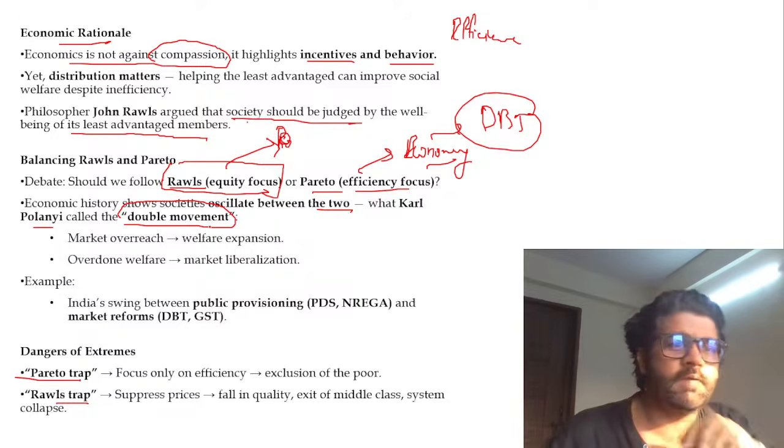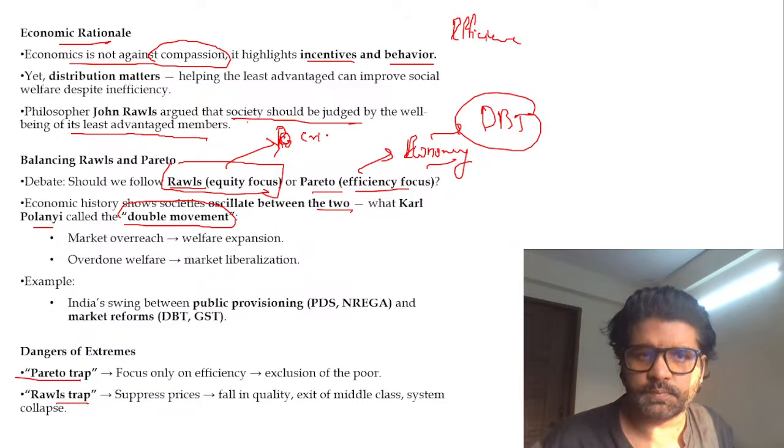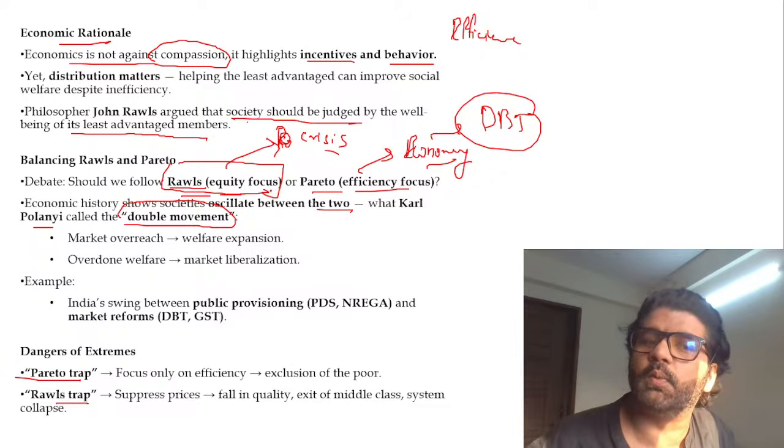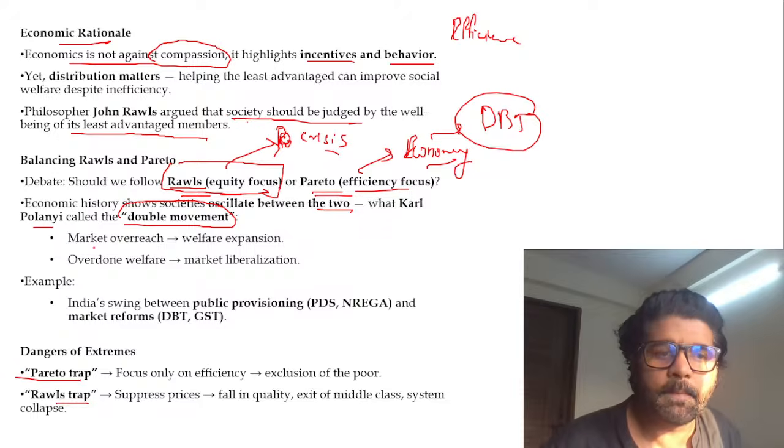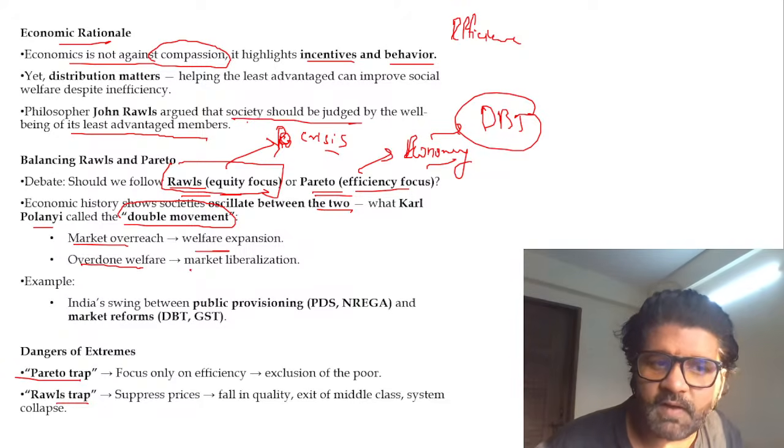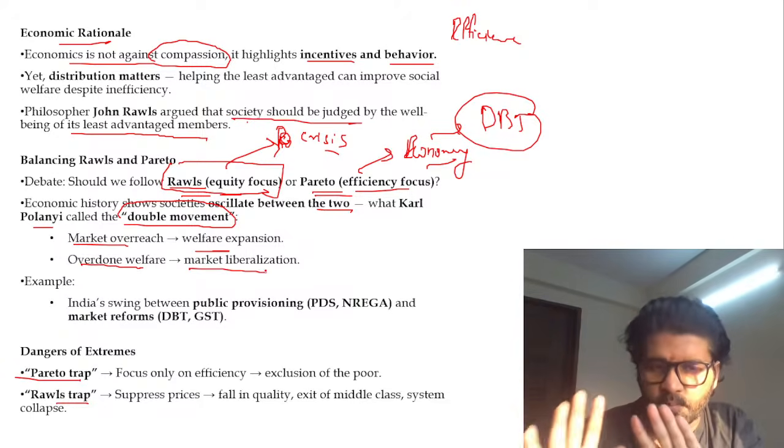Oscillate means when you feel like there is a crisis, focus on the Rawls model, equity focus. And when you feel like the economy is doing good, focus on the Pareto model. Market overreach, welfare expansion, overdone welfare, market liberalization. Be with me, you will understand.